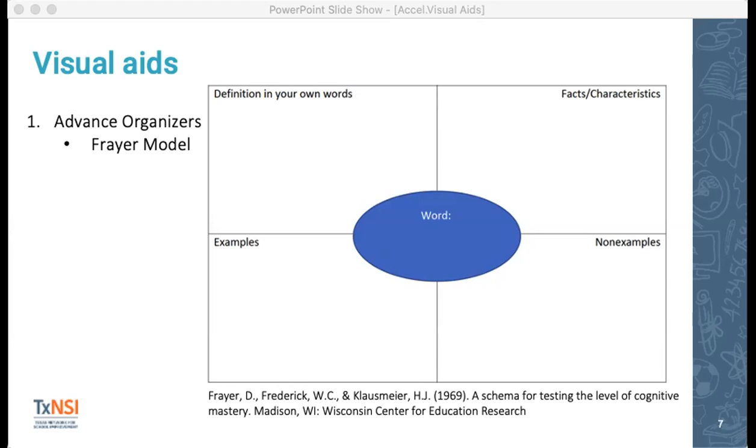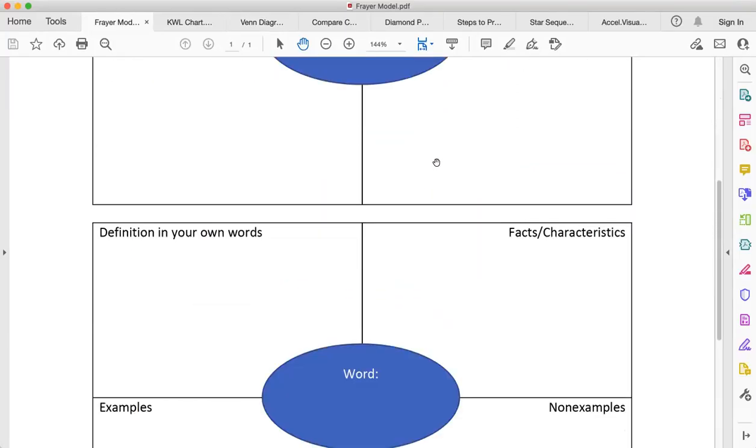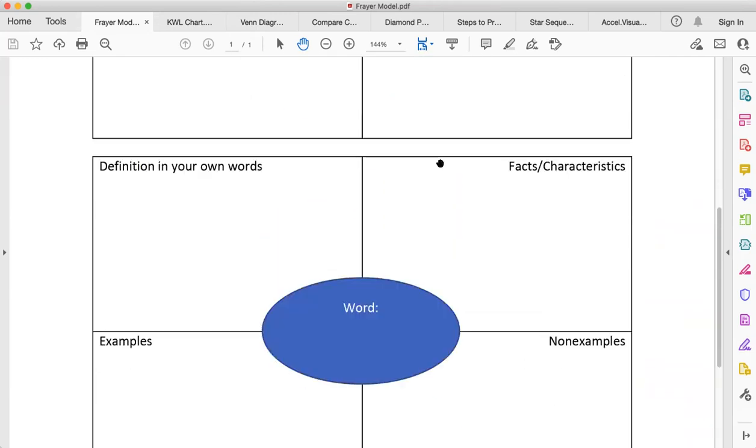So really quickly, here's the PDF model. It's got 2 of the Frayer models, 2 templates.